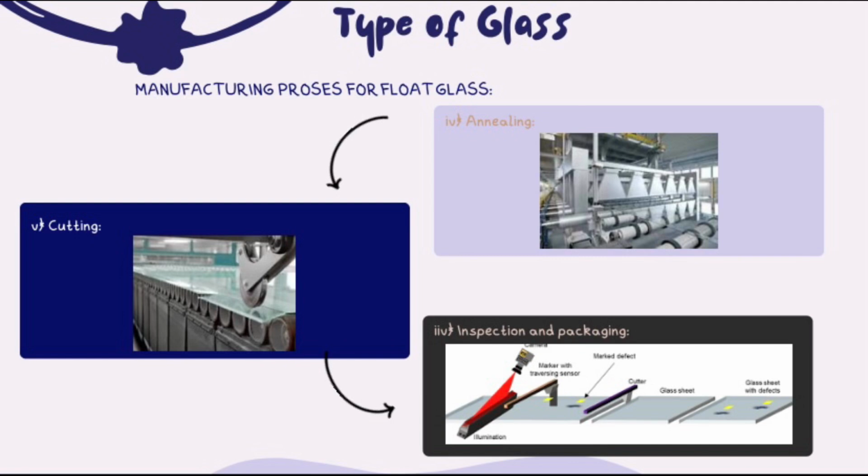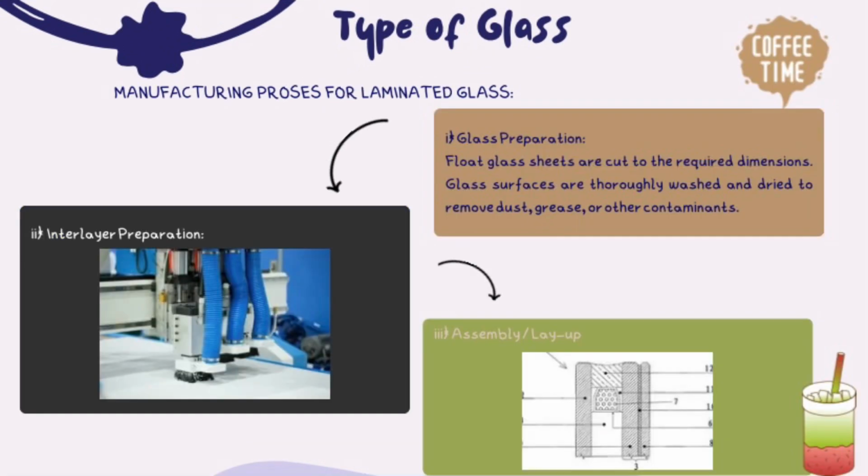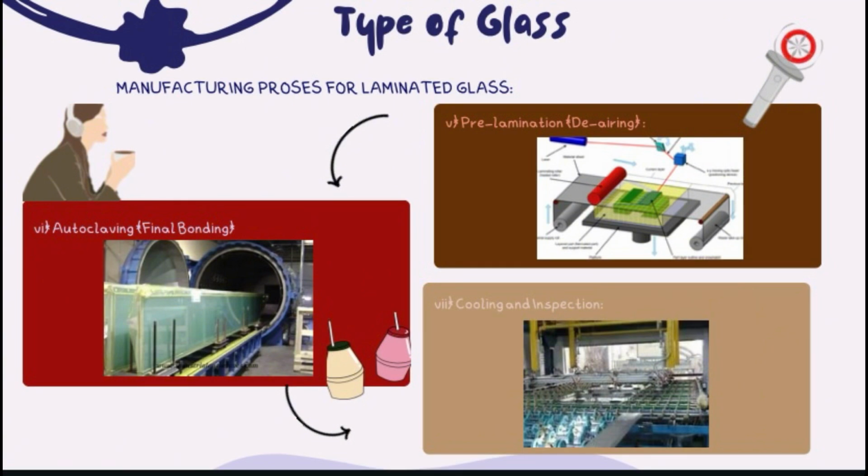The last one is cutting and inspection. The cooled glass sheet is cut into required size. It is then inspected for defect and packed for delivery. And the last one is manufacturing process of laminated glass.